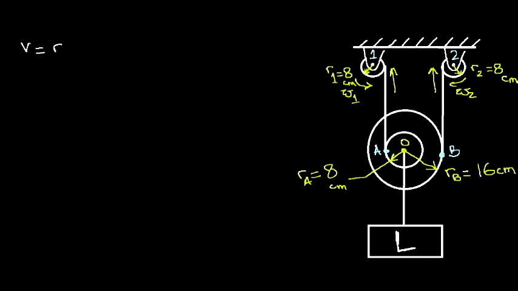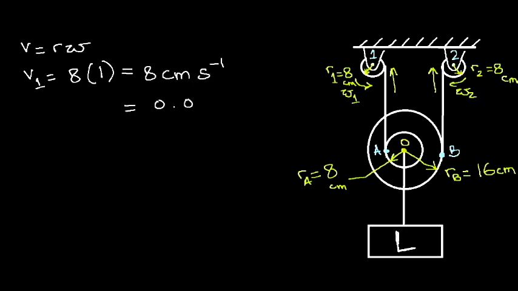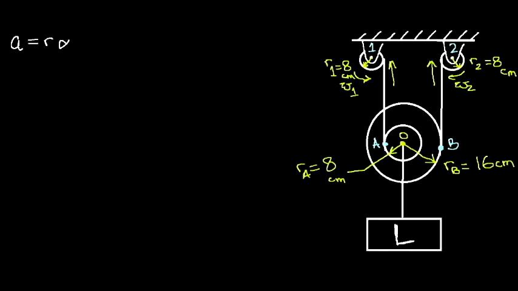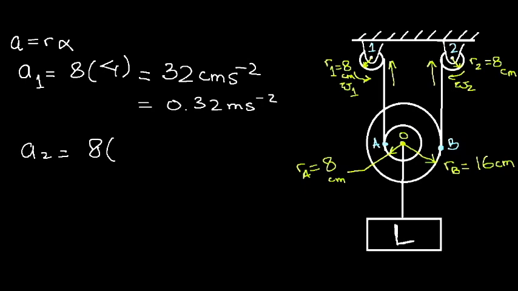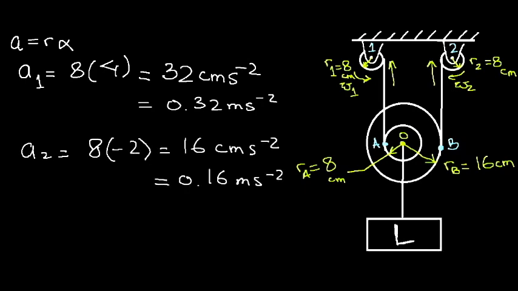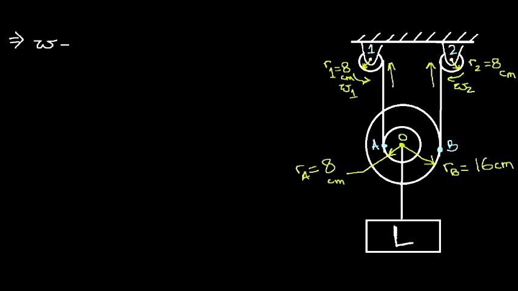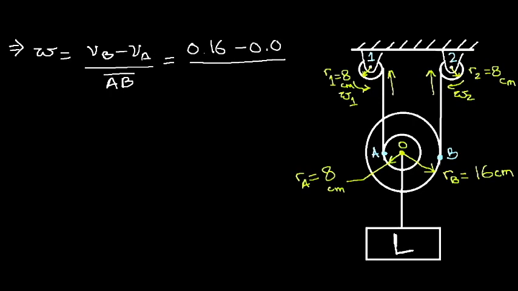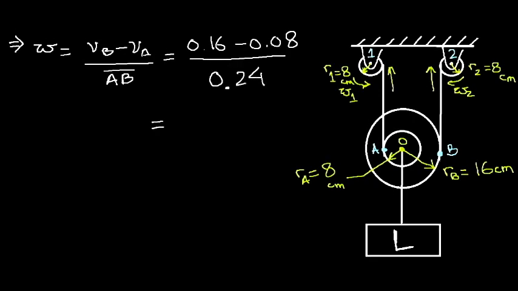From the given data we compute the linear velocities of pulley 1 and 2 respectively. Similarly, the tangential acceleration is computed for the two pulleys. It can be seen that the velocities and accelerations of pulley 1 and pulley 2 are the same as the velocities at point A and point B on the rigid body consisting of two pulleys. We thus substitute the known values and obtain the angular velocity and angular acceleration of the rigid body from which the load L is hanging.